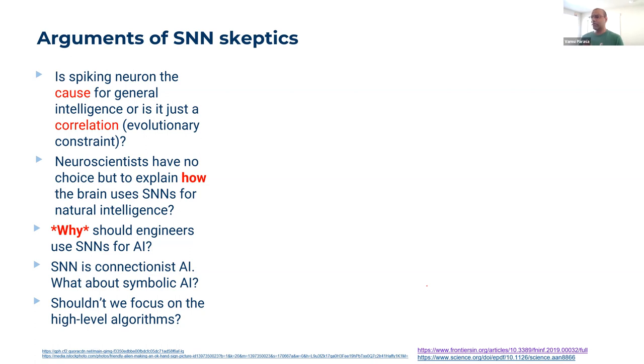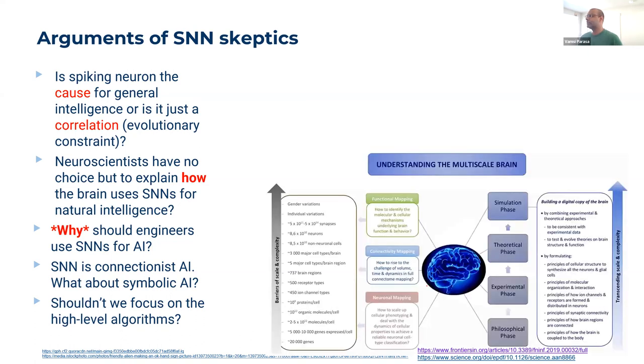The usual argument is, how can we combine symbolic AI? Shouldn't we focus on high-level algorithms instead of low-level compute elements? So that is what the skeptics of spiking neural networks argue. And the brain is very complicated, right? There are so many things: ion channels, proteins, receptors, brain regions, cell types, different synapses, connections, and a whole lot of complications. And we don't know at what level of granularity we need to simulate the brain to understand it. So it's a really complicated task.